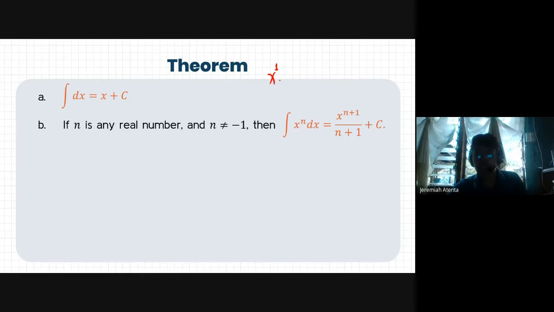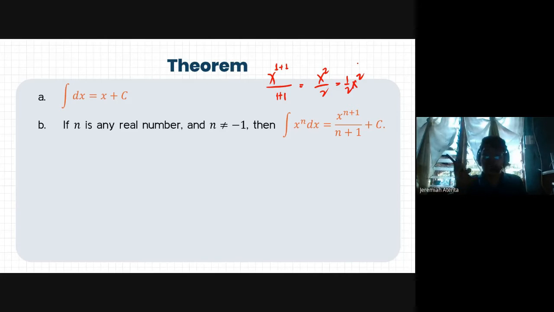From this formula, you will have x plus 1 over 1 plus 1, and that is x squared over 2, or just 1/2 x squared, which is your answer kanina. Right? So actually, yung ginamit natin ay yung power rule dito. Okay? So ito yung hidden na theorem na nagamit ninyo. Hindi nyo lang alam. Okay?